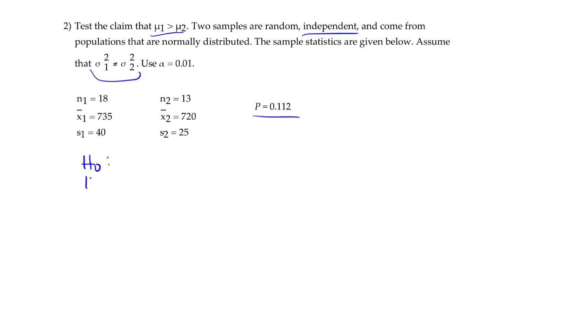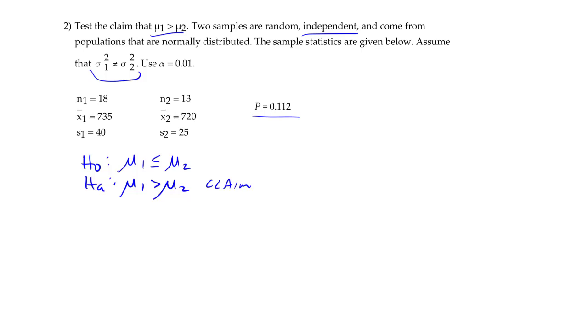Okay, let's set up our hypotheses. Mu1 greater than mu2 is then our alternative, and that's our claim. And mu1 less than or equal to mu2 would be our null hypothesis. And this would be a right tail.